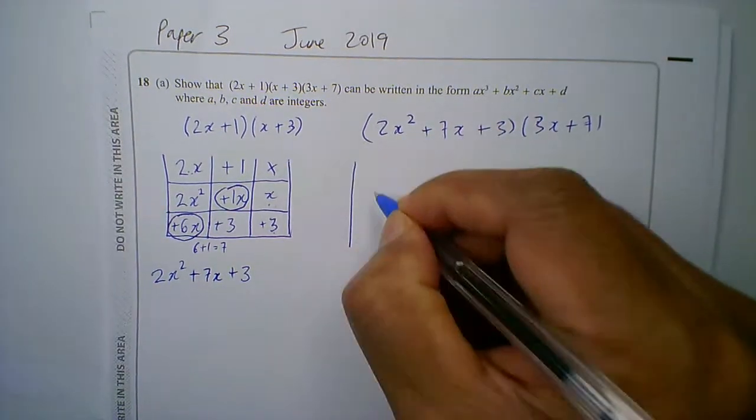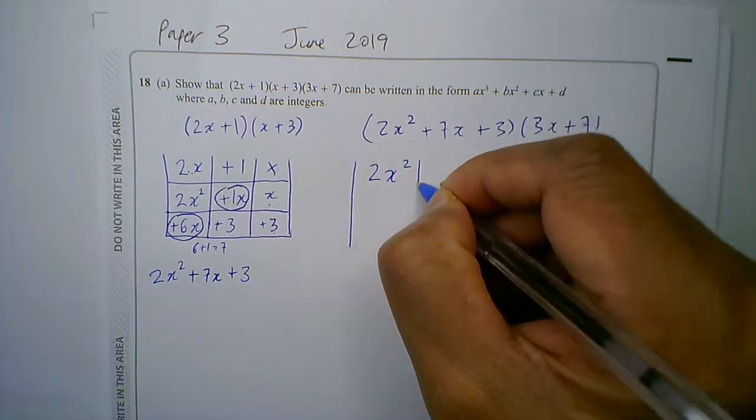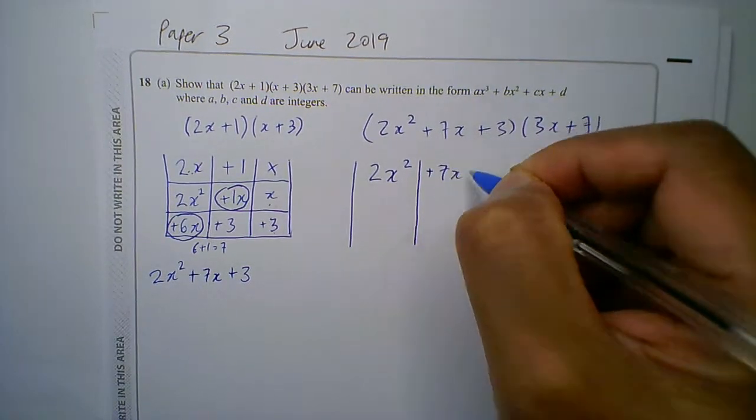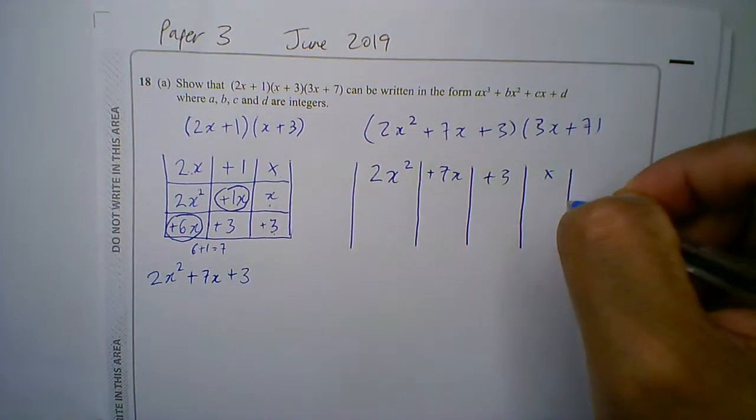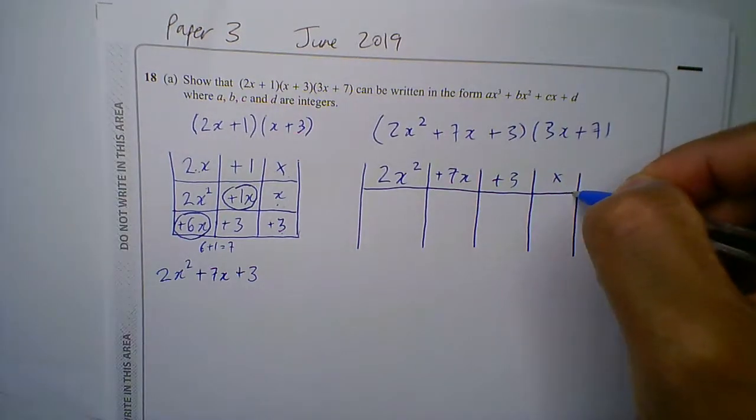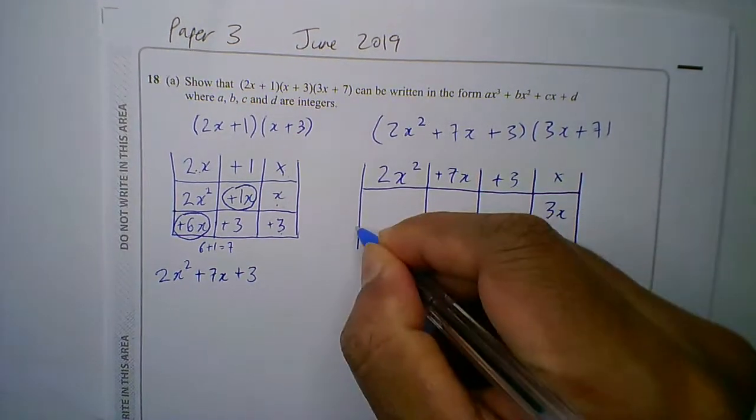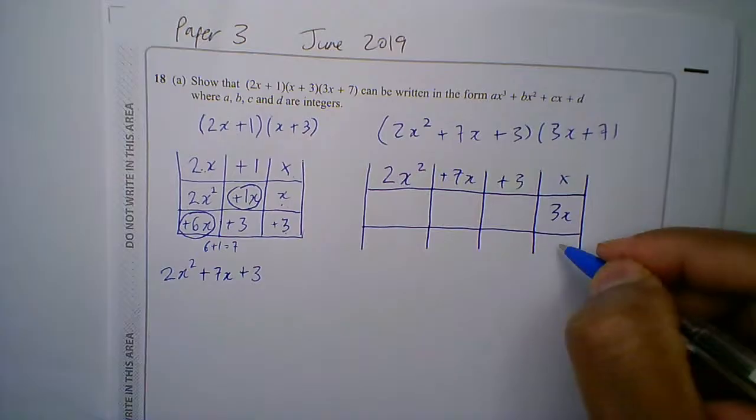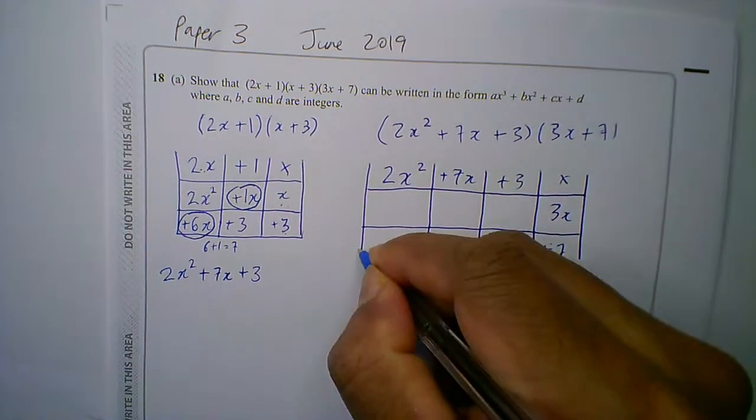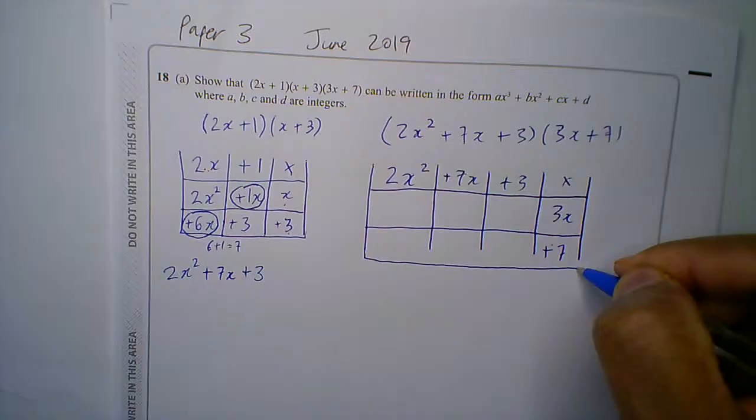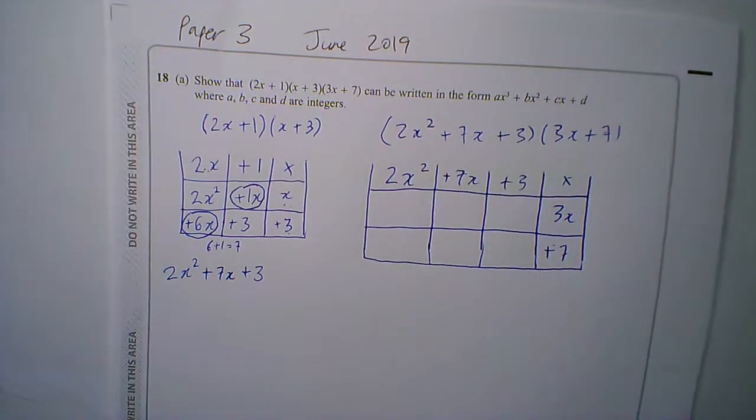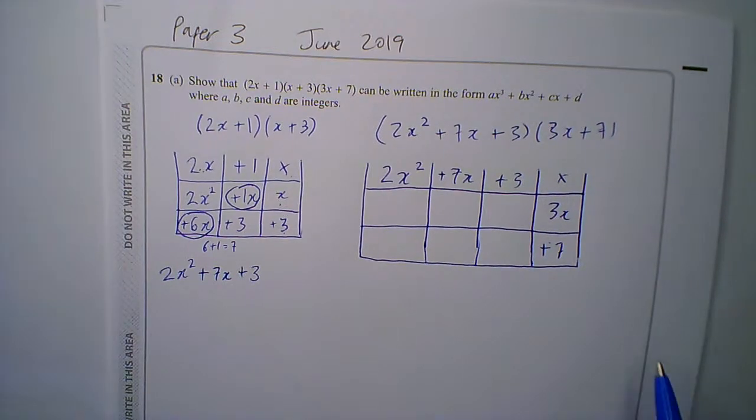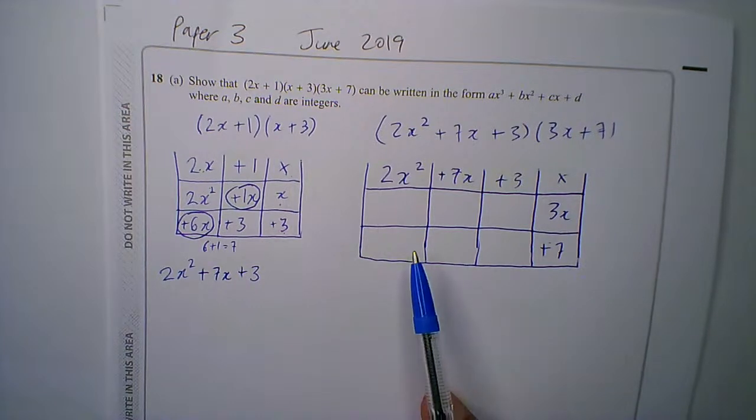So I'm going to have 2x squared plus 7x plus 3 times 3x plus 7. Now you can use other methods, which is fine. I'm using the grid method, and by using this method, I'm more likely to get 2 marks out of 3 if I make any silly mistakes, and I can spot mistakes if I make them. It just makes it easier.